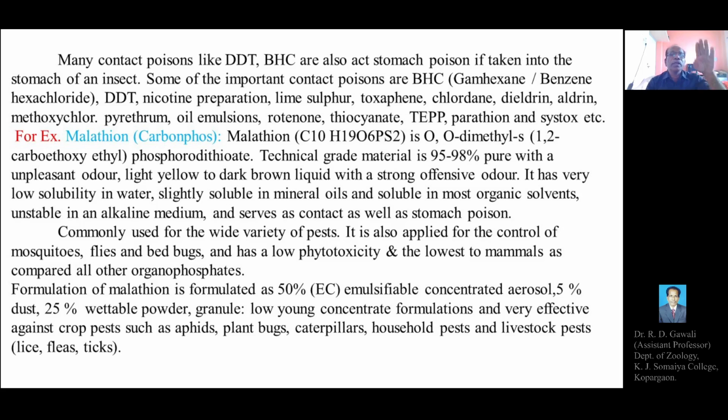So this is about contact poisons, and one of the important examples of a contact poison is malathion, used to treat or control different types of crop pests, household or public pests, and even livestock pests.